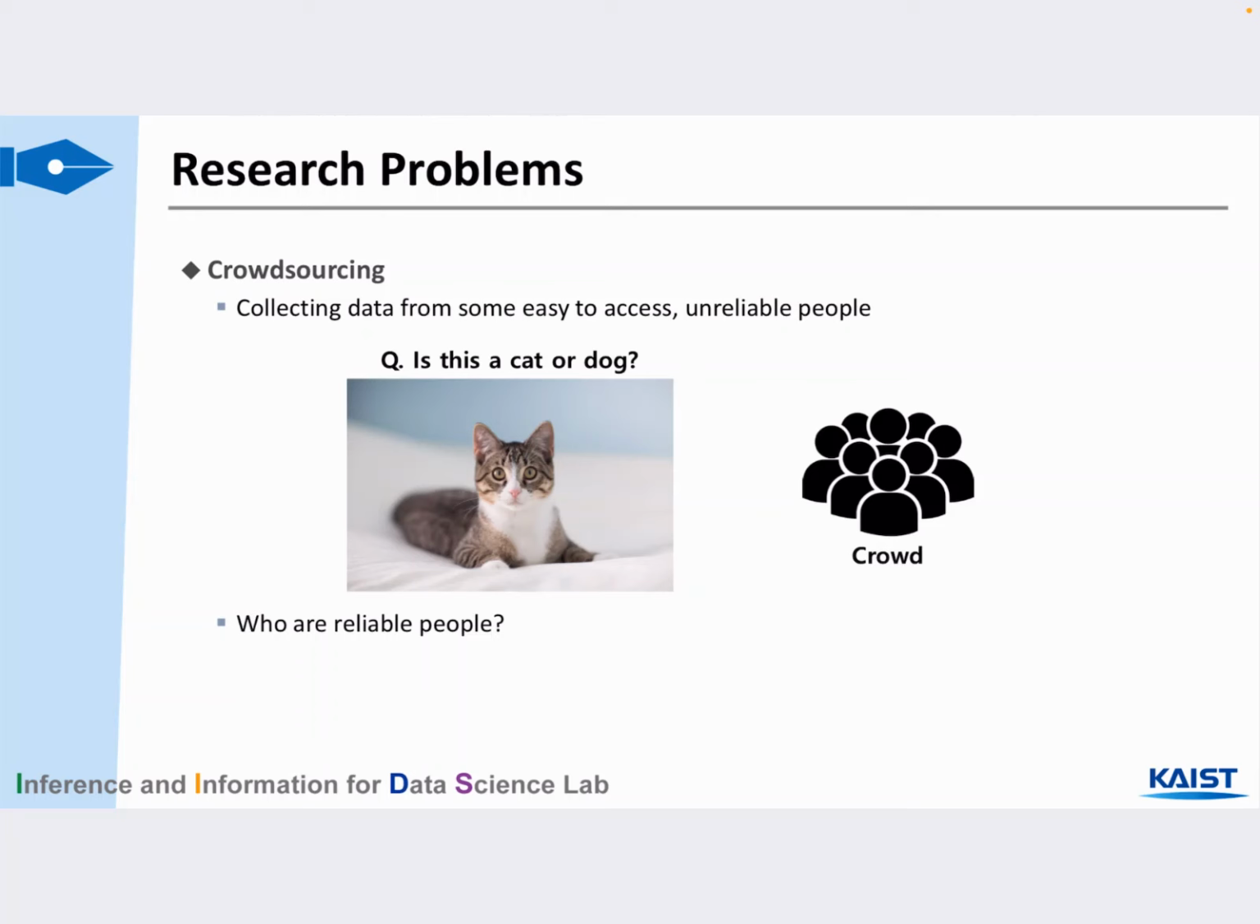The most difficult part of crowdsourcing is that some people give very reliable answers, but the others give just random answers. So we have to distinguish the reliable people from the data and use the answers from those reliable people only.